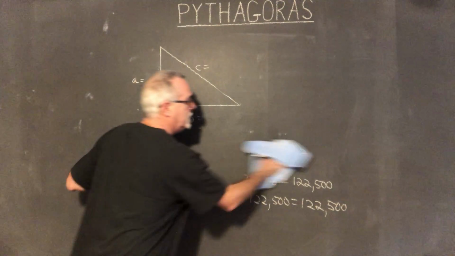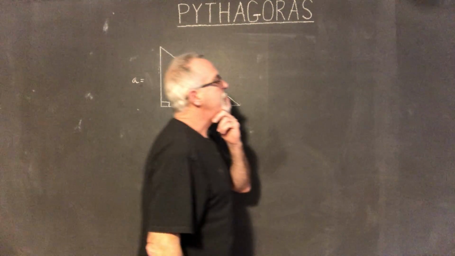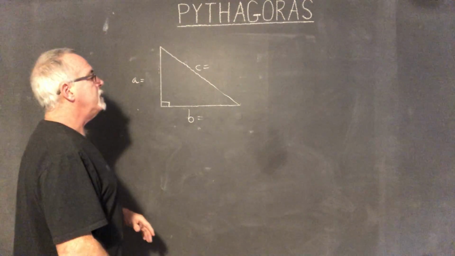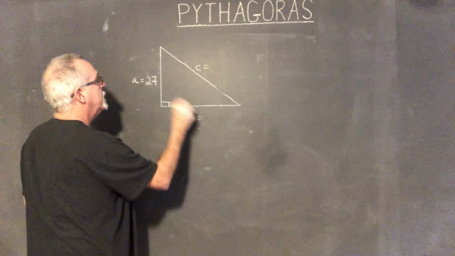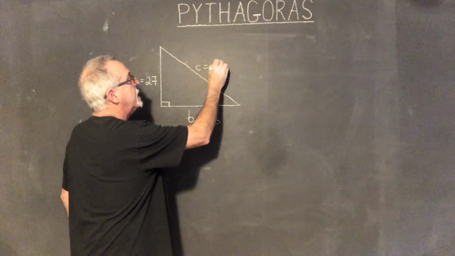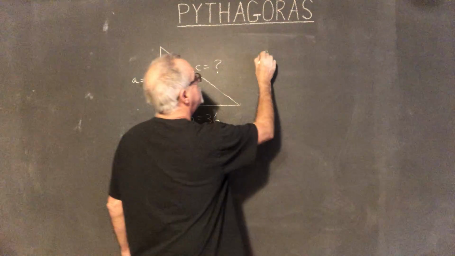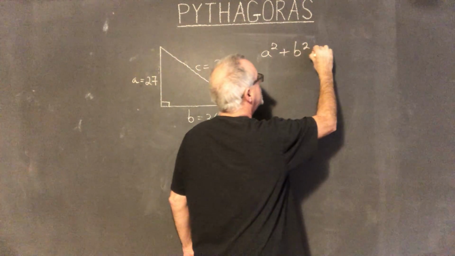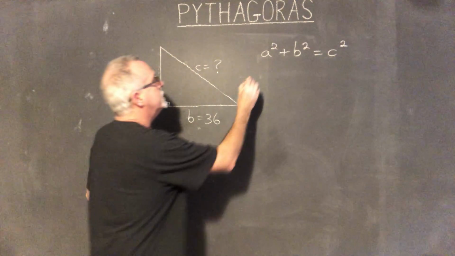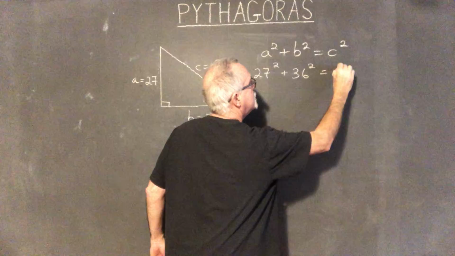So let's do that. I'm going to change my problem, but this time I'm going to choose from my list of easy ones where I'm still avoiding decimals, 27 and 36. So this is 27 and this is 36. I realize that you know the pattern, so you'll be able to figure out what this is. But I'm going to pretend I don't know, and I'm using the Pythagorean Theorem to solve it. So a squared plus b squared equals c squared. Then I fill in the numbers I know. A is 27, b is 36. 27 squared plus 36 squared equals c squared.